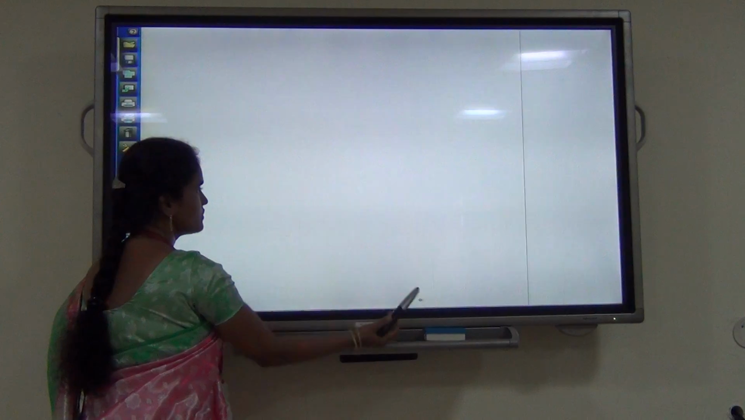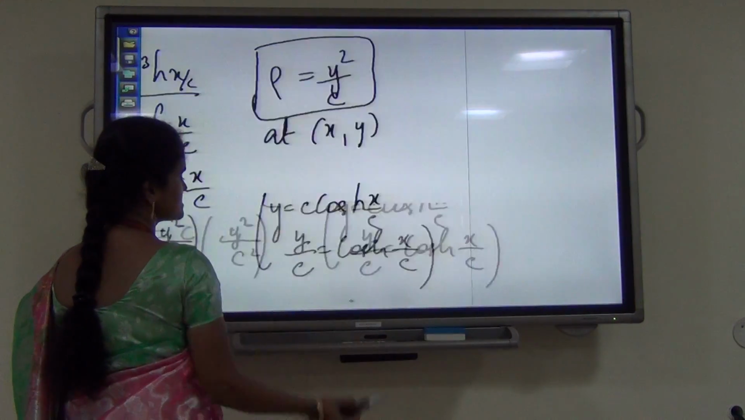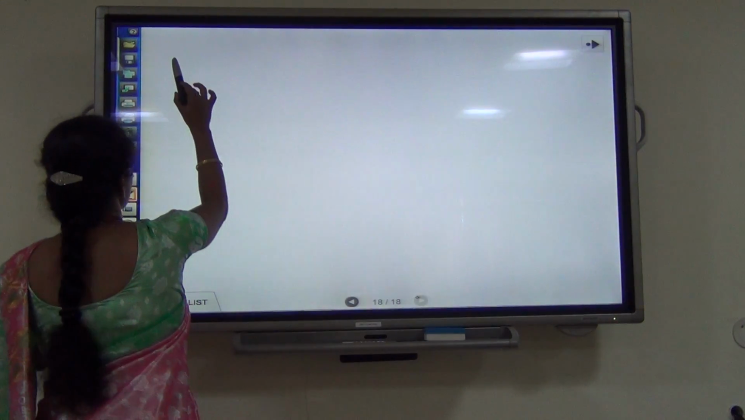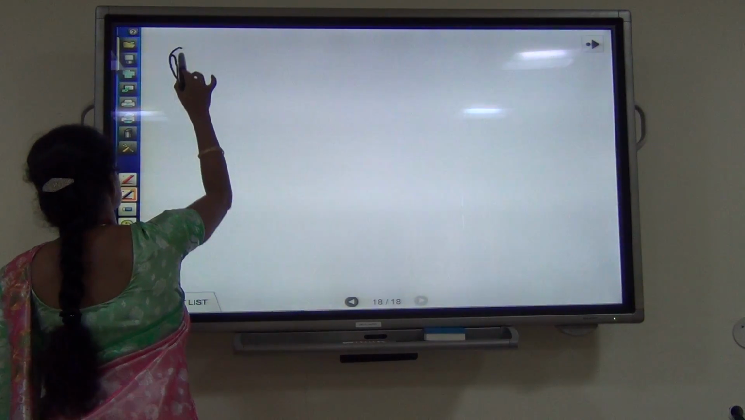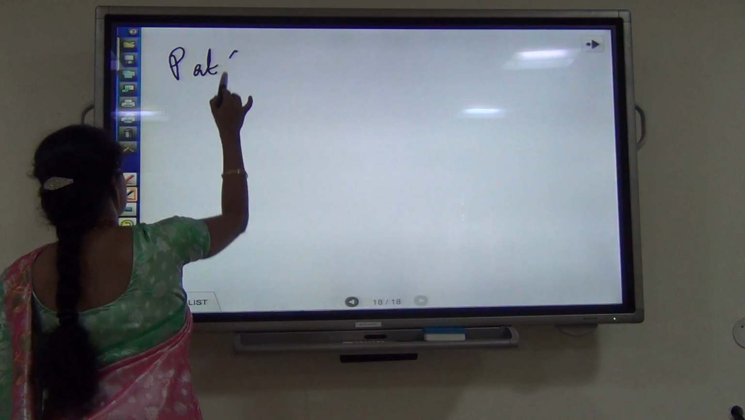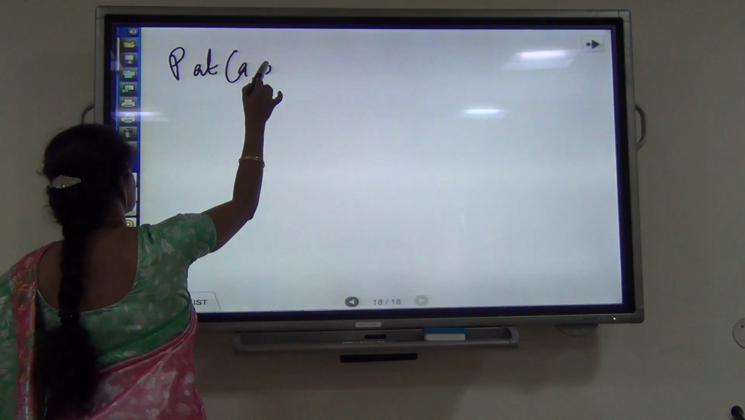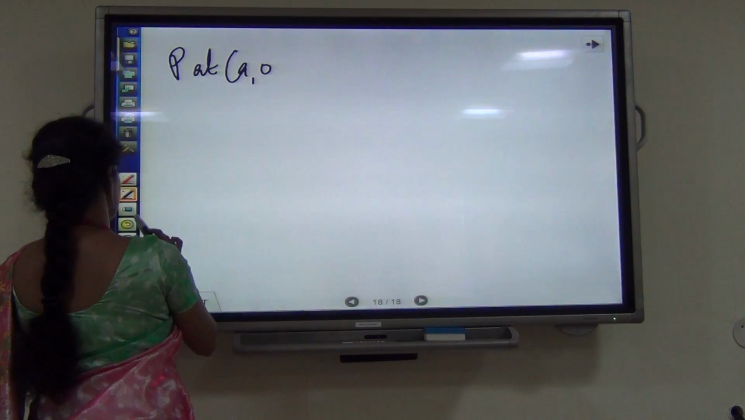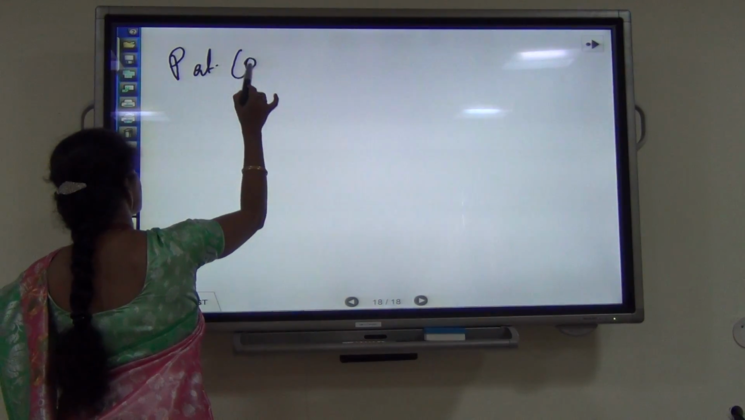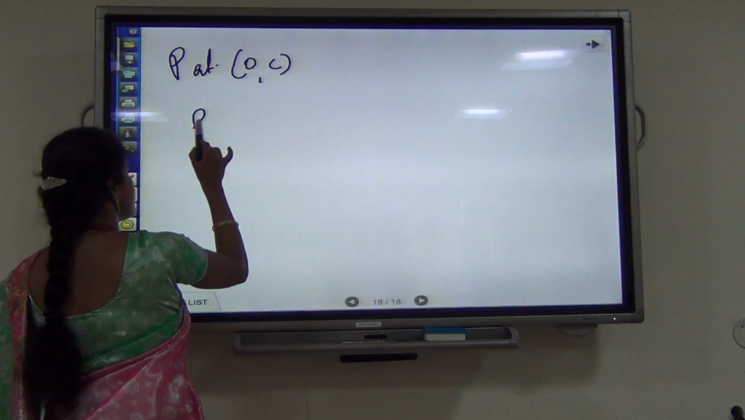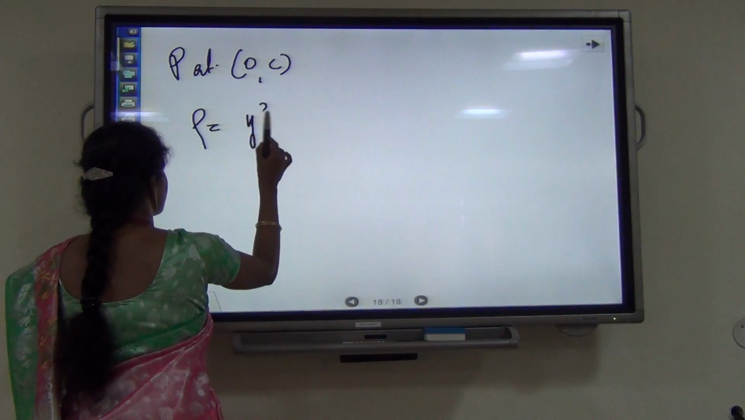Now there is one more thing which is added in the question. We also have to find what is rho at (0, c). What is rho actually? It is y square by c.